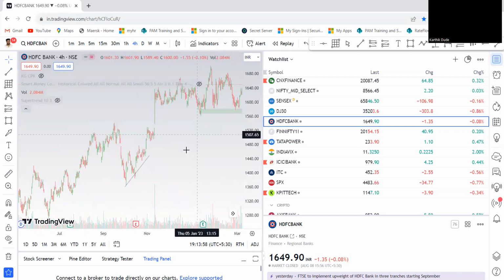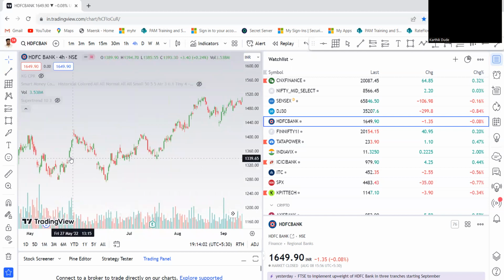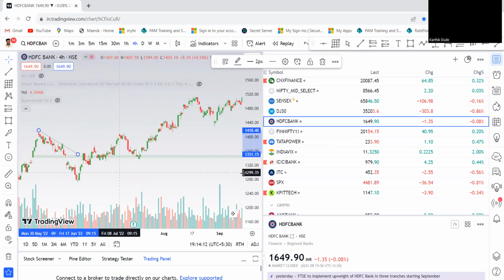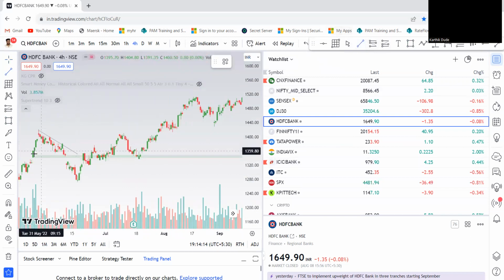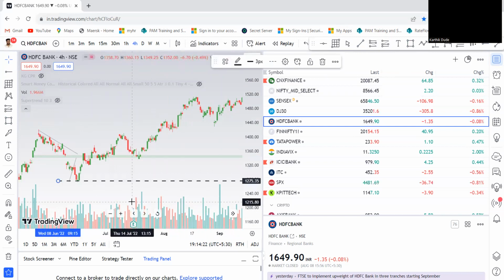Let's see if it has broken downside. Yeah, I think this one we can consider. This is a classical descending triangle, and the length is this one. It has broken in the downside and it has moved till here.